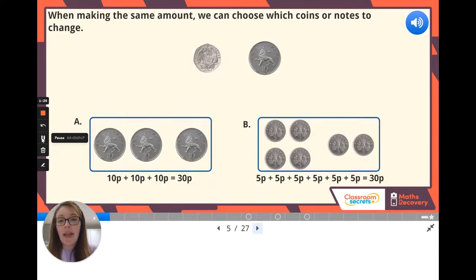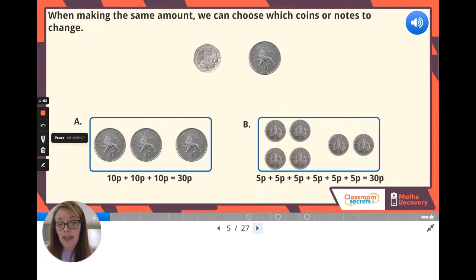So when making the same amount, we can choose which coins or notes to make and which to change. So here you can see I've made 30 pence with a 20 pence and a 10 pence coin. And in box A, there is a different way that I could make that 30 pence. So I've used three 10p pieces. So 10 plus 10 plus 10 gives me 30p. So the same amount, but in a different way.